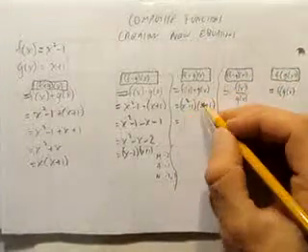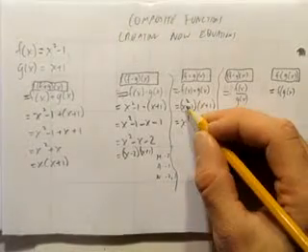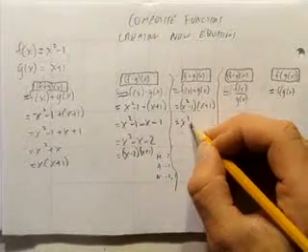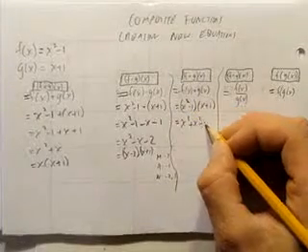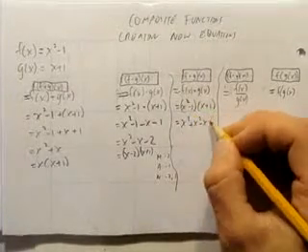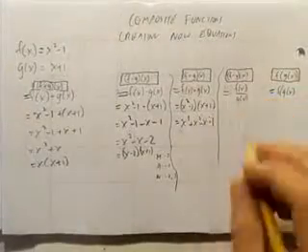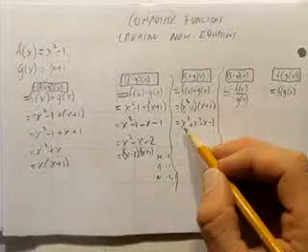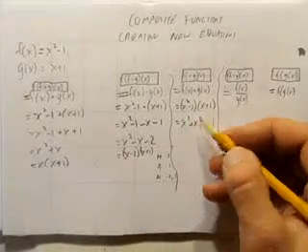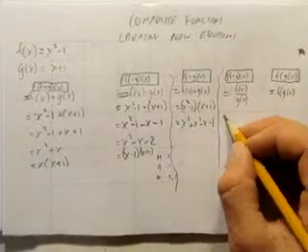x squared times x gives x cubed. x squared times 1 is plus x squared. Negative 1 times x gives negative x. And negative 1 times 1 gives negative 1. So when we multiplied them, we got a brand new function, in this case of a totally different parent function, a cubic. Let's see what happens when we divide.